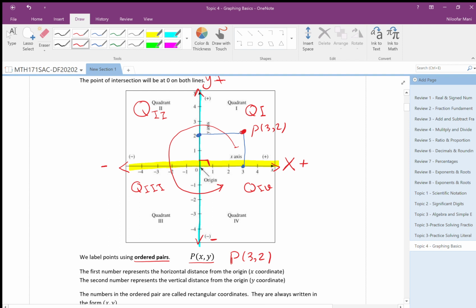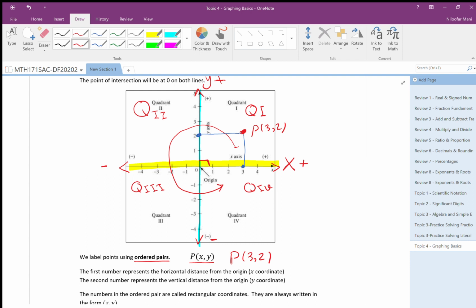Sometimes I see students make mistakes. For example, they point here and they say this is the point. No, this is just the y coordinate of the point. They say this is the point. No, this is just the x coordinate of the point. But the point is on the graph in quadrant 1, because both parts are positive. The x coordinate and y coordinate, both of them are positive.